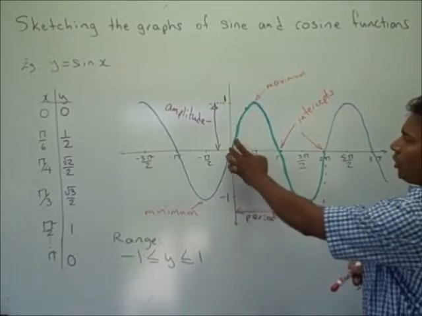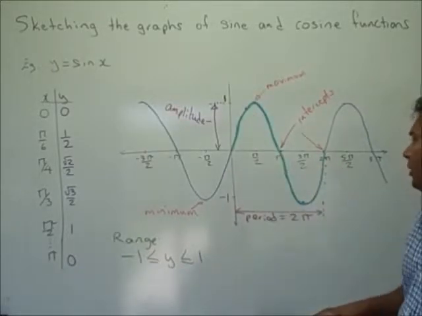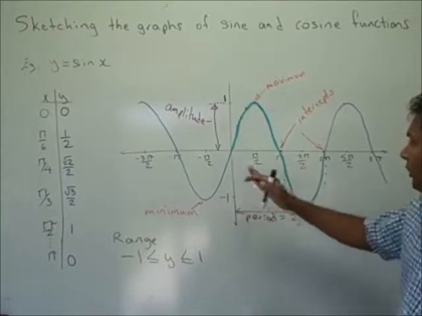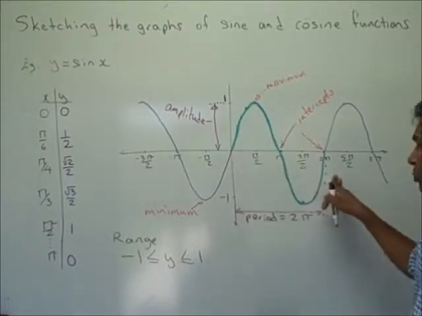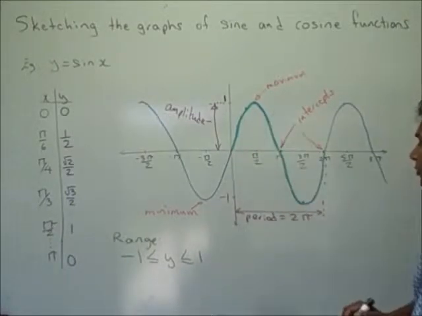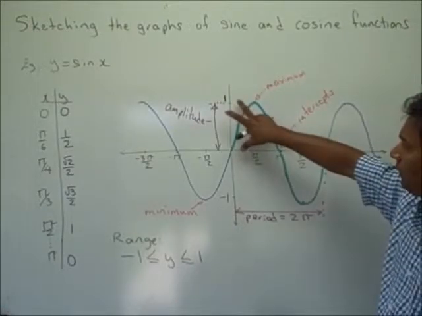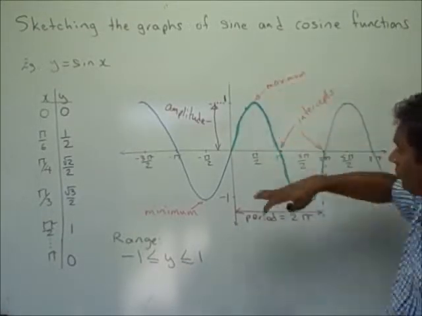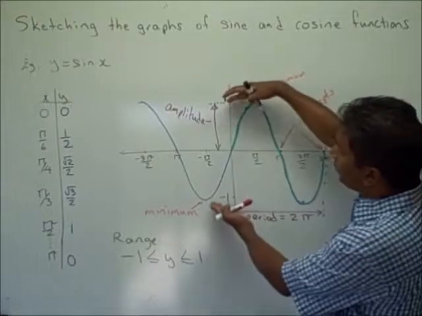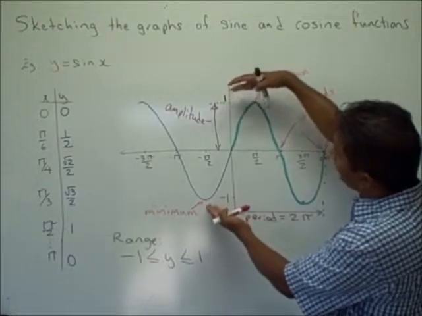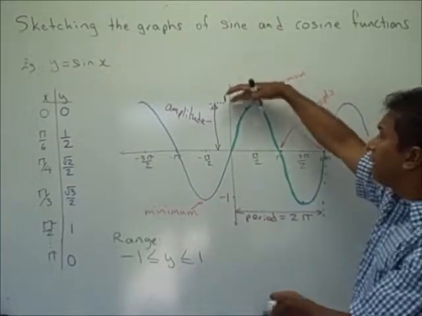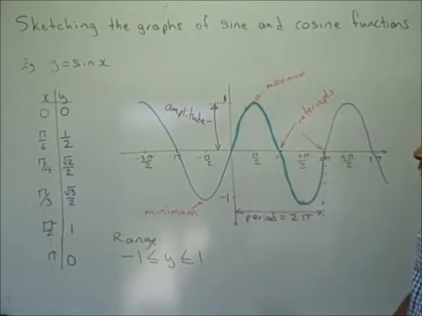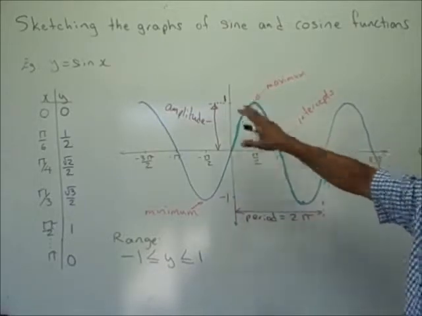The portion for one complete cycle of our sine curve is known as a period, and our period goes from 0 to 2 pi for the basic sine function. The amplitude is half the distance between the maximum and minimum point. So here's our maximum and minimum point, the amplitude is half that distance, so the amplitude for the basic function would be 1.